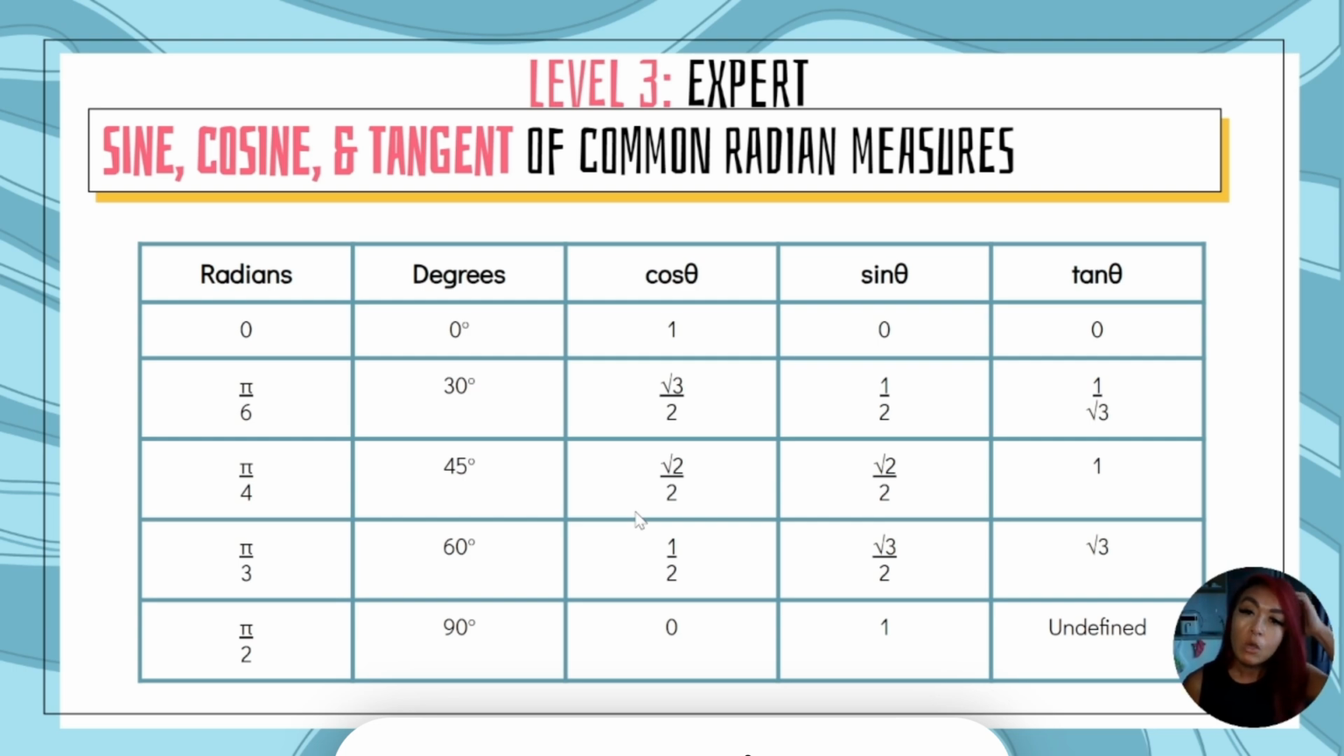In Level 3, we'll look at the sine, cosine, and tangent of common radian measures, right? So these are the common angle measures that you'll look at. And it is worth it to memorize or just become familiar with the sine, cosine, and tangent of these angles because they come up very commonly.